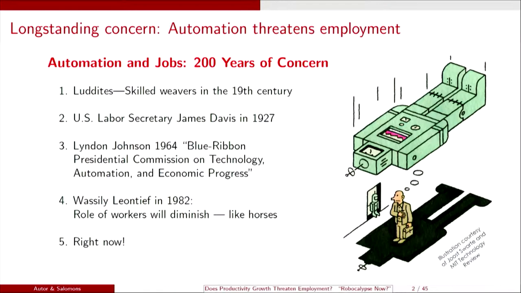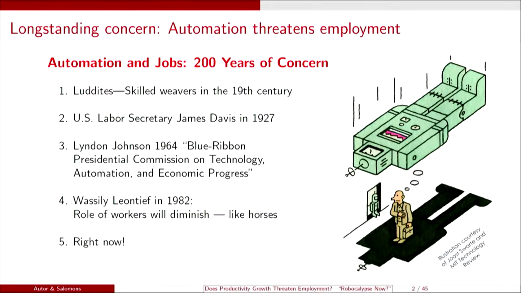They were dealing with the productivity problem of the time. The productivity problem, as you all know, was that productivity was rising too fast. And they were concerned that there wouldn't be enough demand, and so employment would fall. In 1982, Nobel laureate Vasily Leontief warned that the role of workers will inevitably diminish. People will be akin to horses put out to pasture.